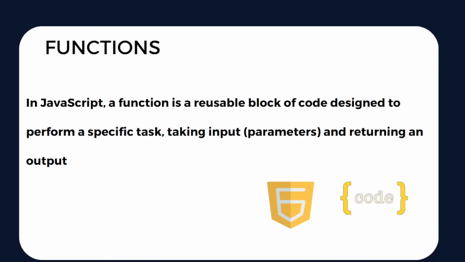Now, functions in JavaScript. A function in JavaScript is a reusable block of code designed to perform a specific task. It is already defined code that can perform some task, taking input parameters and returning an output. Okay, it is basically nothing but a block of code. It only works when we call the function, the same as Python.